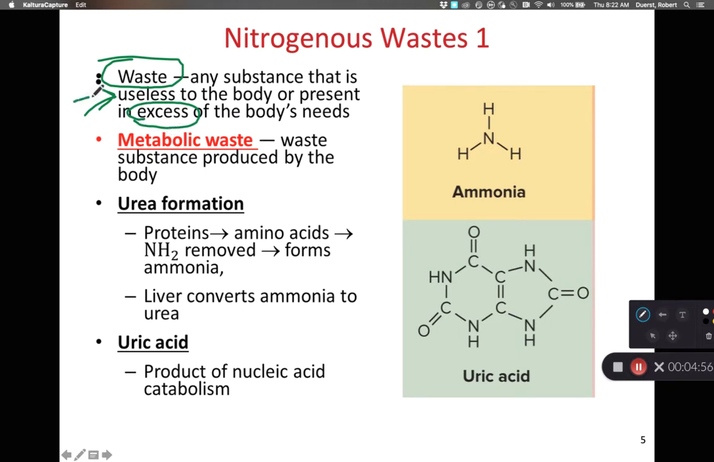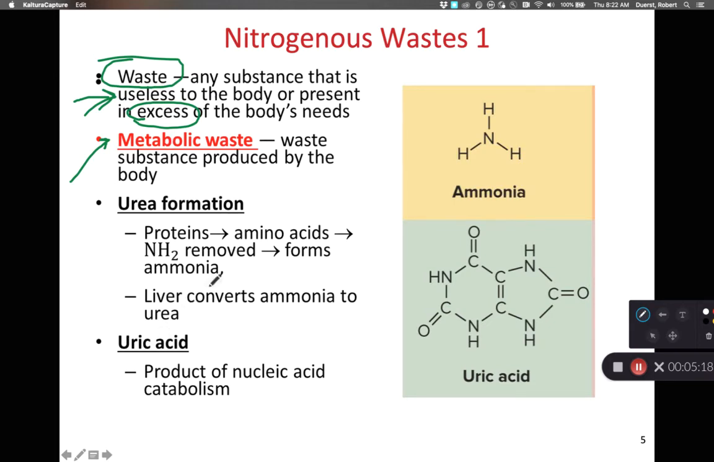If we have something in our bloodstream that we just absolutely don't have a use for, like a borate ion, we could just remove those things from our bloodstream. As we think of metabolic waste, this is going to be any waste product, so anything that we have too much of or that's useless that we made in our own bodies.